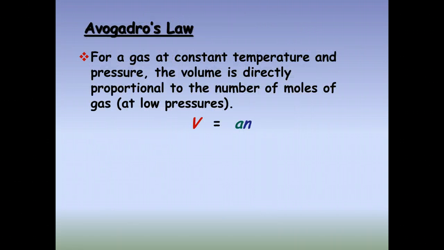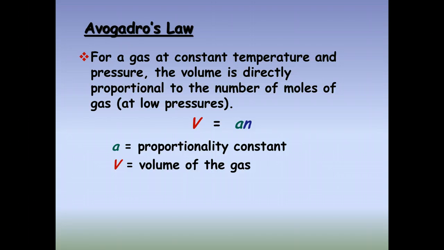Avogadro's law says that the volume of a gas at constant temperature and pressure is directly proportional to the number of moles at low pressures. And A is just a proportionality constant, just some constant. V is the volume of the gas, and n is the number of moles.